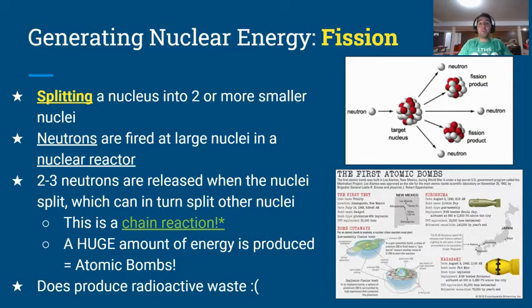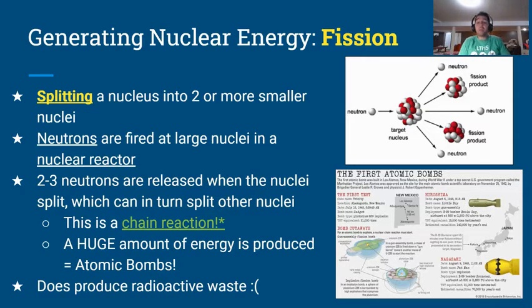All right, so today we are going to be talking about different kinds of nuclear energy and their uses. The first thing we're going to talk about is fission. Fission is when we take one nucleus and we split it apart into two or more smaller nuclei.